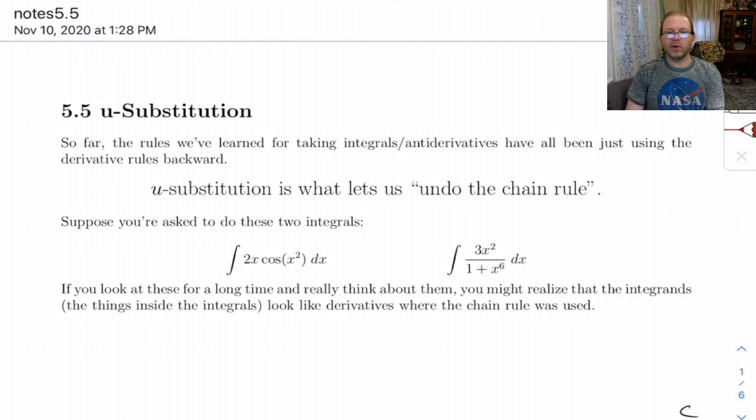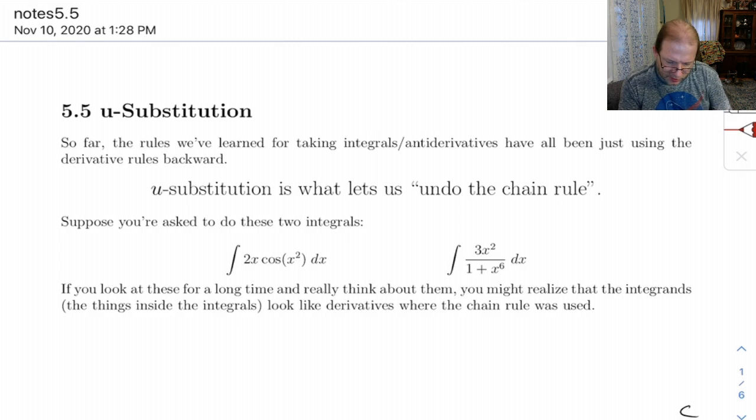All right, section 5.5. This is the last section that we're going to cover in this class, and it's on u-substitution. Now, if you go on to take Calculus 2, you're going to learn a lot of different techniques of integration, and this is the first one. So far, all the rules that we've learned for taking integrals or antiderivatives have essentially just been a derivative rule that we were using in reverse. And this is not really any different. U-substitution is what lets us undo the chain rule.